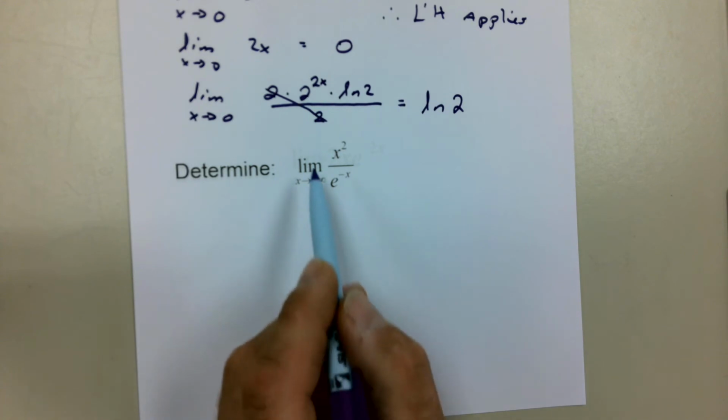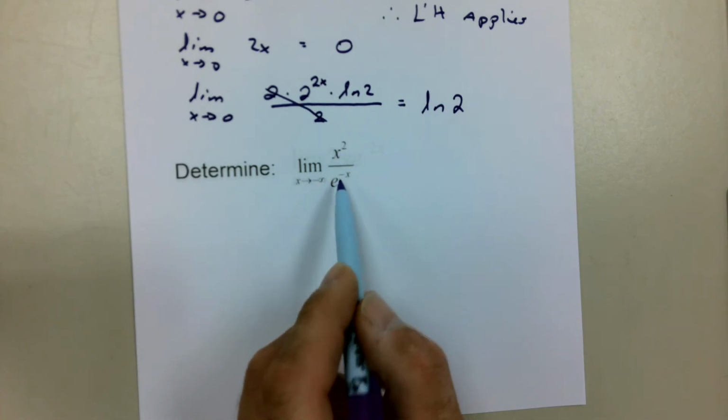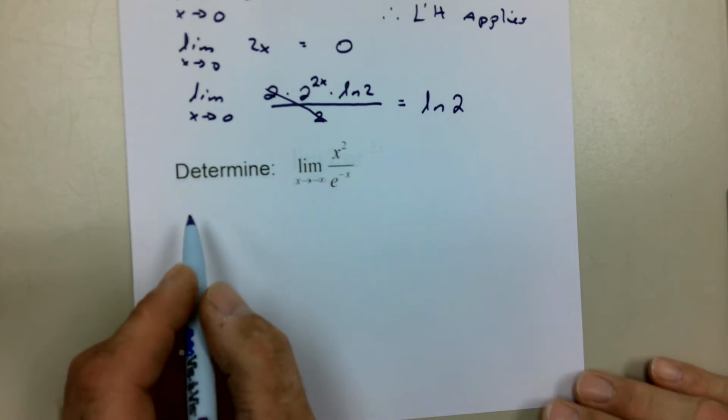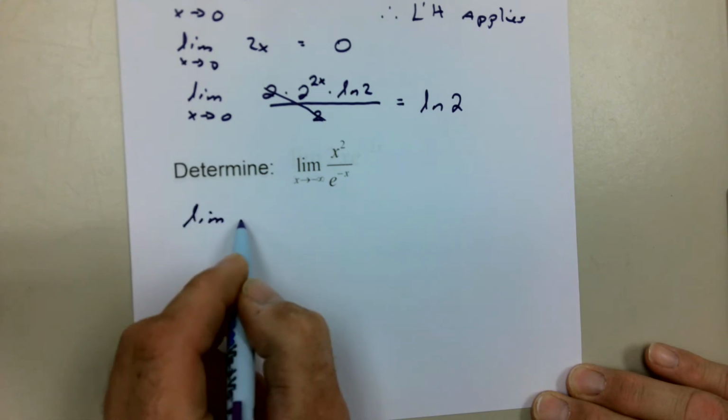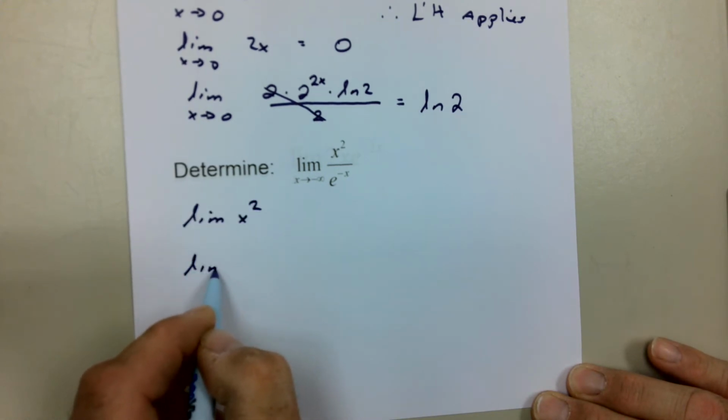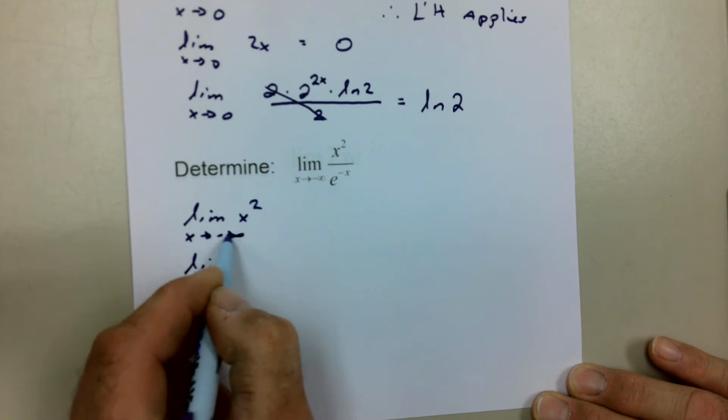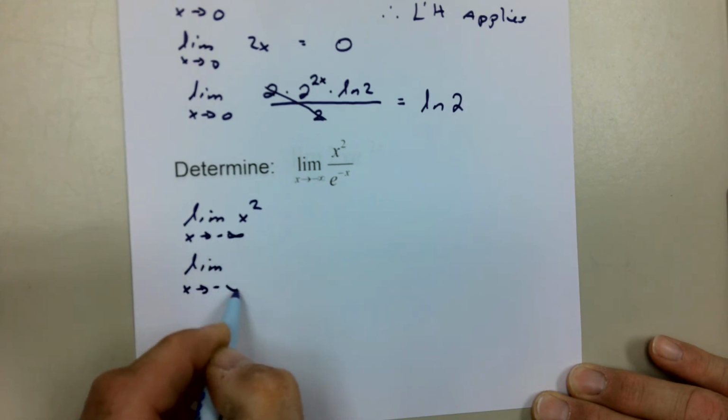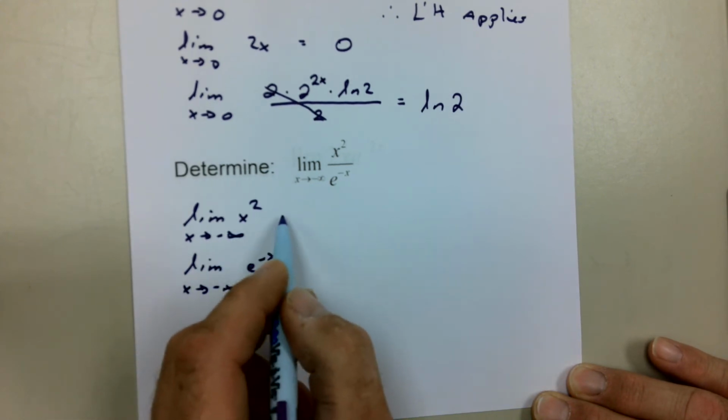We got another one here. Limit as x goes to negative infinity of x squared over e to the negative x. Here we're going to take the limit of x squared as x goes to negative infinity, and the limit as x goes to negative infinity of e to the negative x. Don't want to forget that, do I?